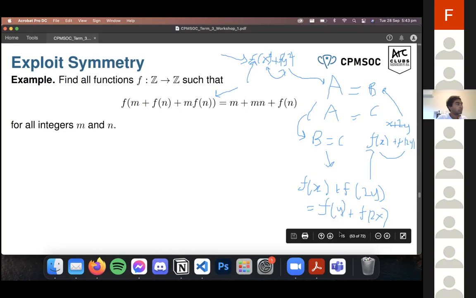Usually this technique works when you have something you can make symmetric on one side, but it is asymmetric on the right-hand side.